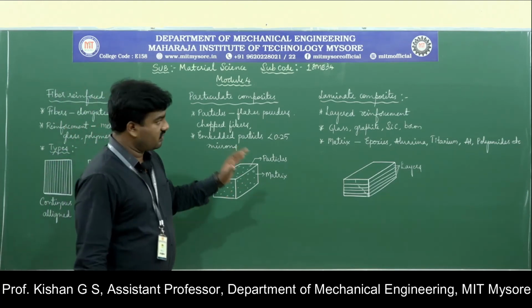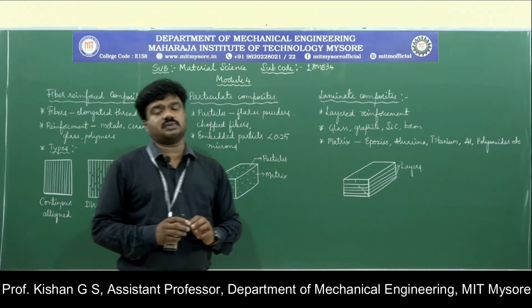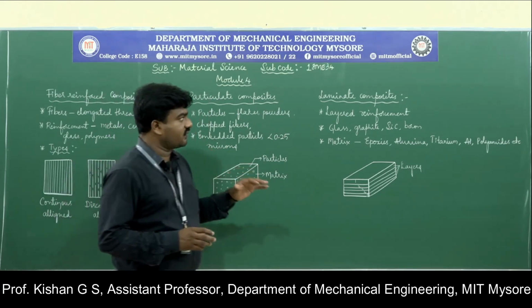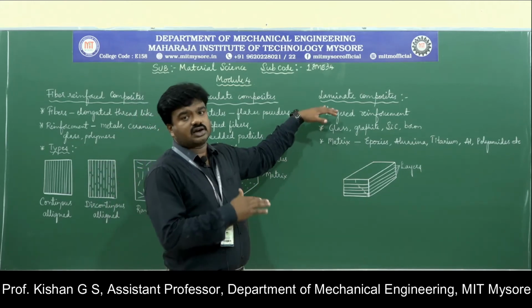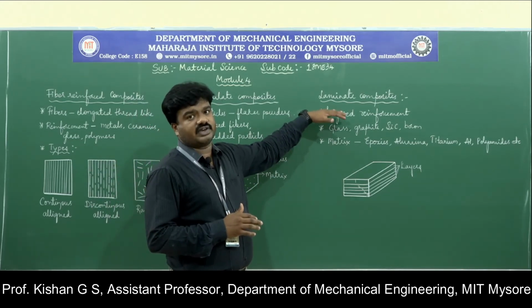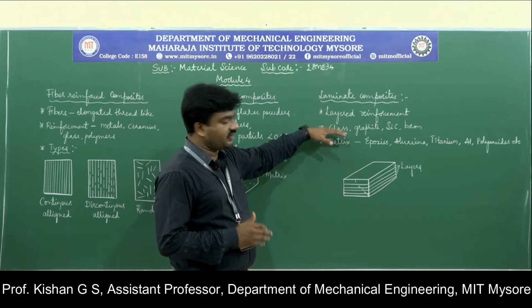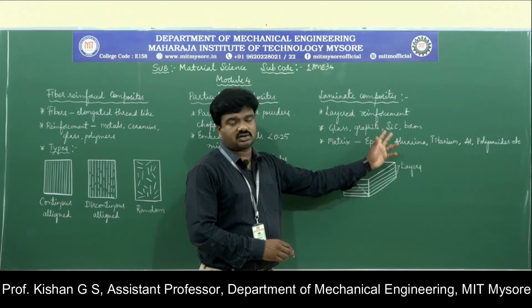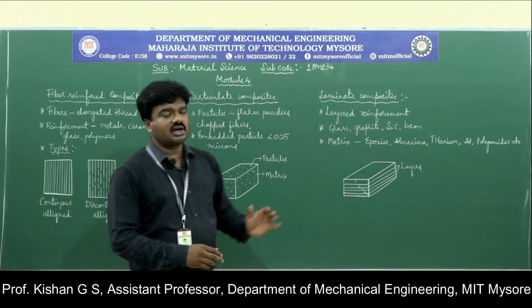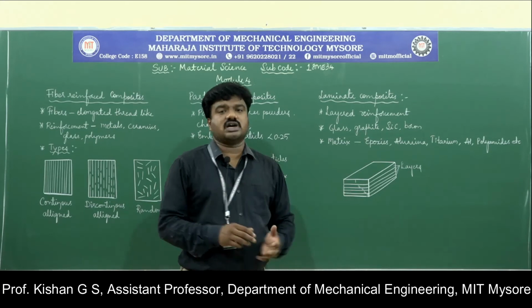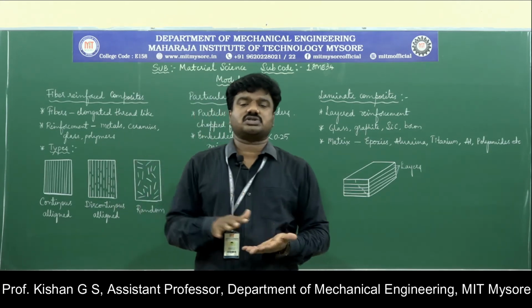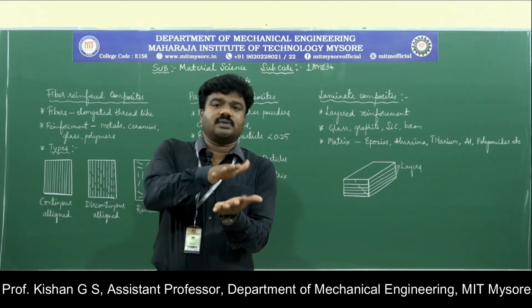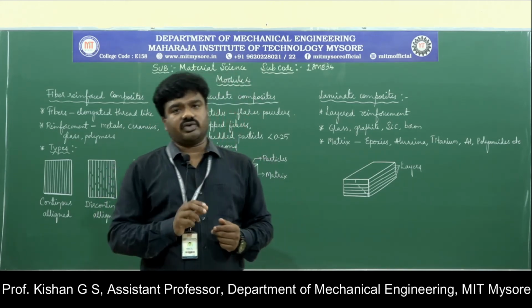And the last one, which has a huge amount of application in the present trend, is laminated composites. That is, the reinforcements are nothing but a cloth-like structure or a layered phase of the material. Preferred materials in the reinforcement are made out of glass, graphite, silicon carbide, boron, etc. But here these materials are preferred to be of a layered structure or a cloth-like structure, so that it can be piled up one above the other as per the requirement.